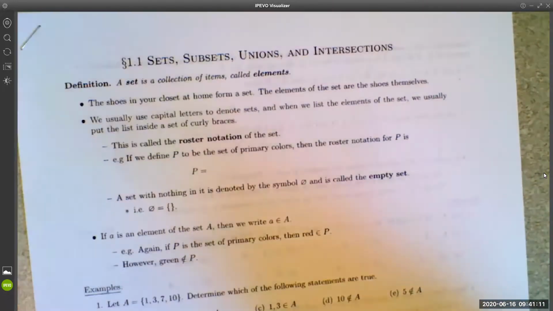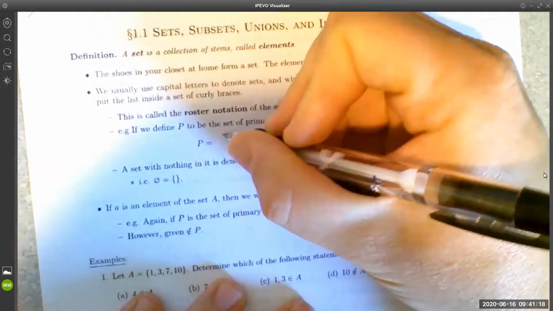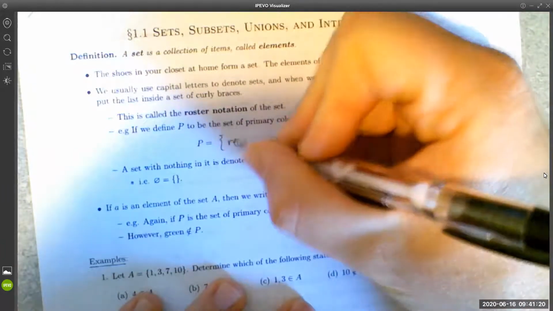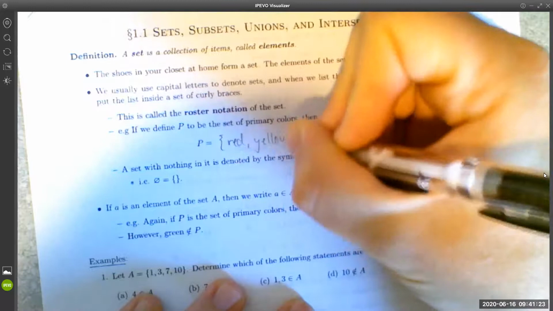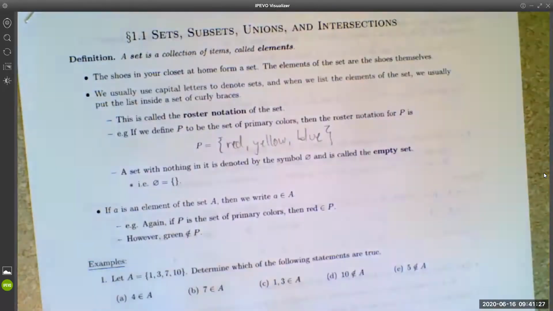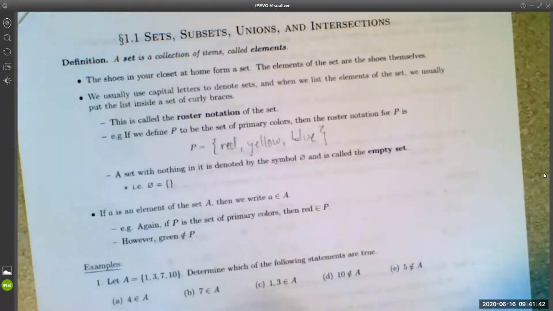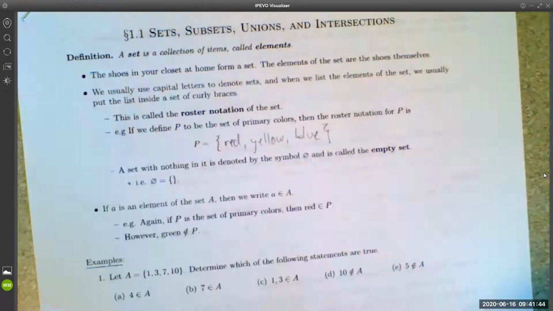So for example, if we define P to be the set of primary colors, then the roster notation for P would be, well, the primary colors are red, yellow, and blue. Right, because you can make all of the other colors out of those colors. You can make orange by combining red and yellow and stuff. So orange is a secondary color and so forth. This isn't art class, okay, so we'll leave it at that. But that would be the set of primary colors. And the elements would be the colors themselves, red, yellow, and blue.